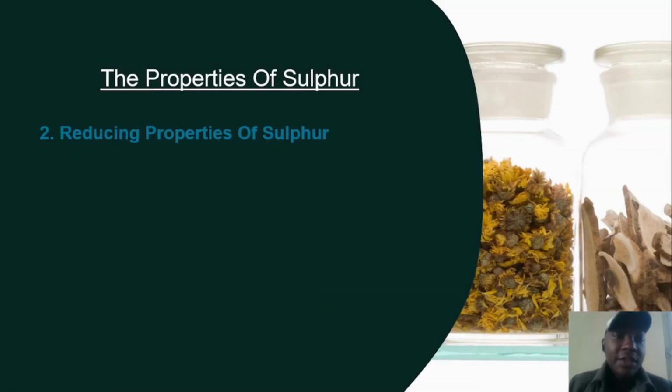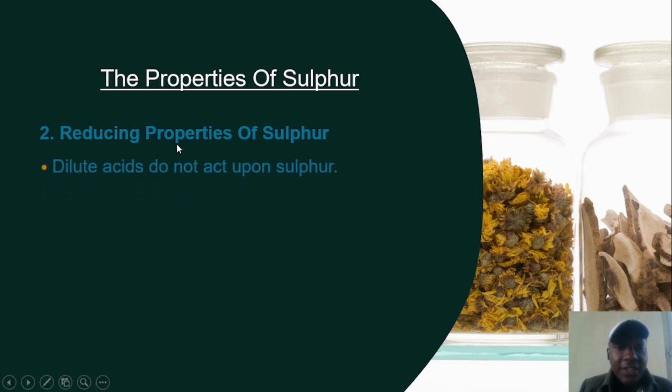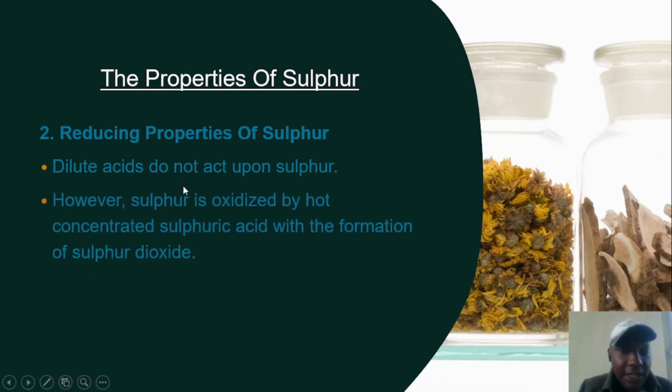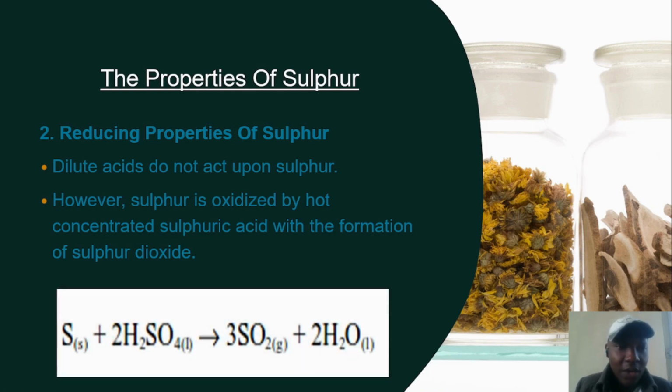Moving on, the second property, the reducing properties of sulfur. We've seen the oxidizing properties of sulfur, so let's see how sulfur can act as a reducing element within a chemical reaction. Dilute acids do not act upon sulfur, so you have to note that. However, sulfur is oxidized by hot concentrated sulfuric acid with the formation of sulfur dioxide, as you can see in the reaction.